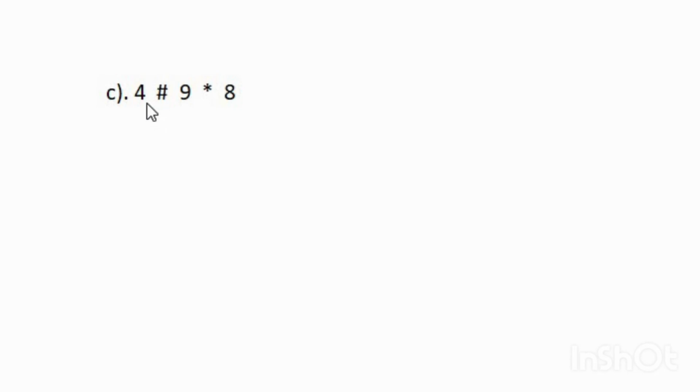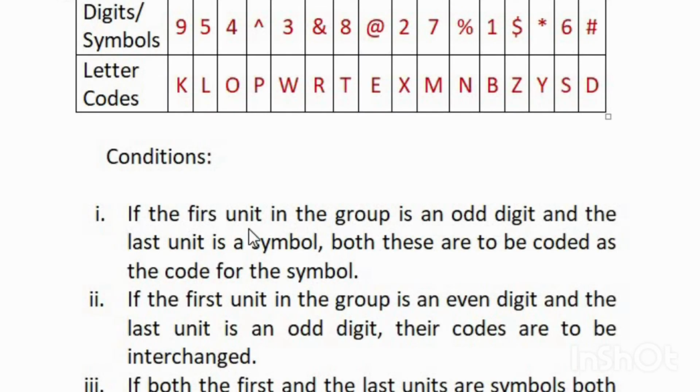In the next question, both the first and the last units are numbers and both are even numbers, 4 and 8, right? So what is the condition? Let's look into that. The first condition is not valid. Why? Because the first unit in the group must be an odd digit but ours is an even digit. And in the second condition, the last unit must be an odd digit, but in our case it is an even number. And in the third condition, both the first and the last units should be symbols, but in our case both are numbers. So these three conditions are not possible.